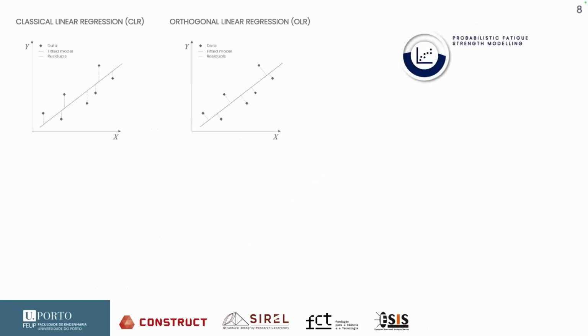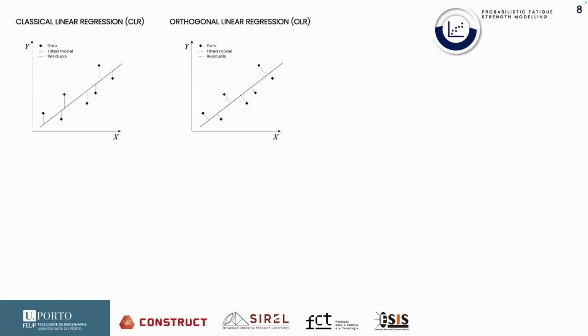Now, going for the probabilistic fatigue strength modeling. So we used, as I stated earlier, two different regression methods. The one you probably already know is the classical linear regression. It's also known as the ordinary least squares method. It asymmetrically relates X and Y, where it seeks to minimize the vertical distances in Y or the horizontal distances in X. And then we have the orthogonal linear regression, which is also commonly known as the total least squares method. This method seeks to minimize the orthogonal distances between the data points and the regression line.